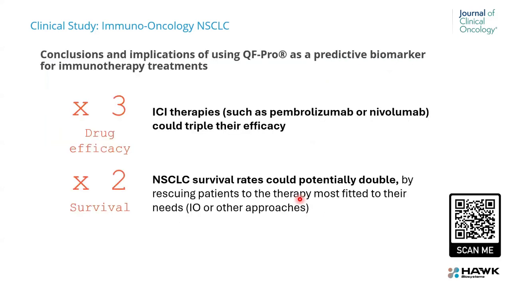The conclusions of our study that we published in the Journal of Clinical Oncology is that if we were to implement QFPro as a predictive biomarker, we could triple the efficacy of immune checkpoint inhibitor therapies such as Pembro or Nivo, and also the survival rates of these patients could potentially double.